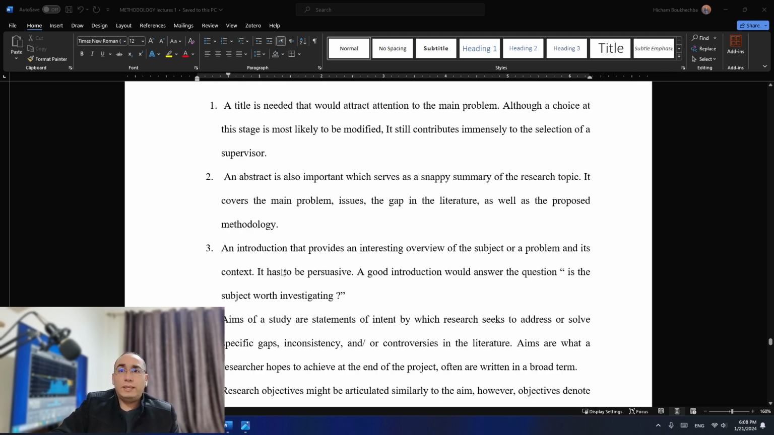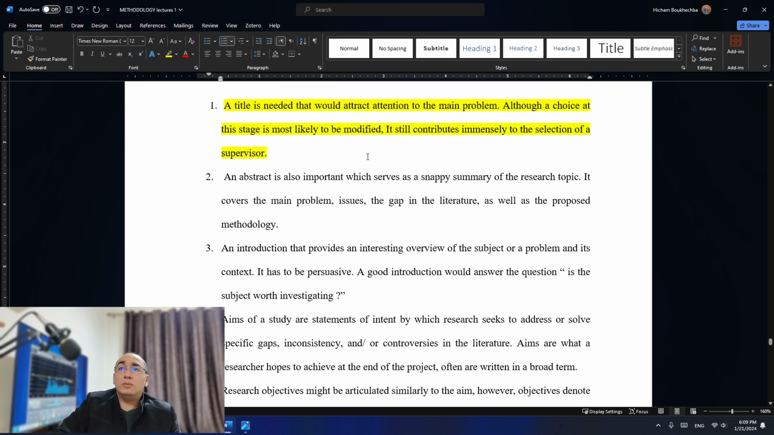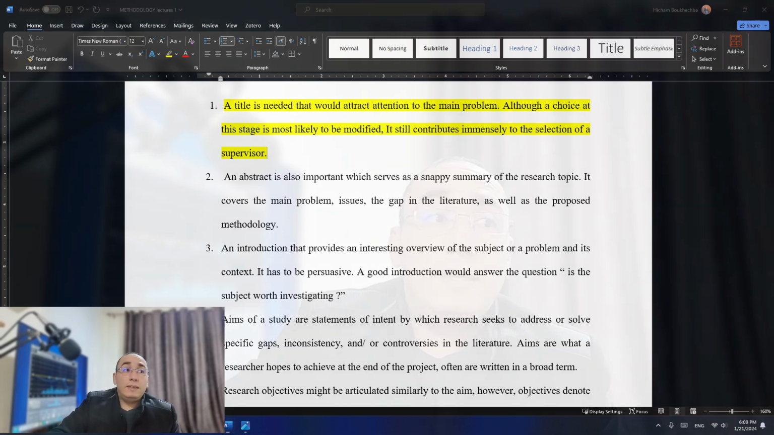So let's start with the title. A title is needed that would attract attention to the main problem. Although the choice at this stage is most likely to be modified, it still contributes immensely to the selection of a supervisor. Yes, sometimes we are going to start with the title. Maybe that's not the final version that you are going to use in your research, but most of the time, a very good title is really going to leave a good impression.